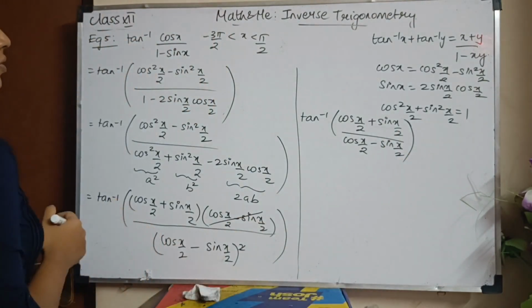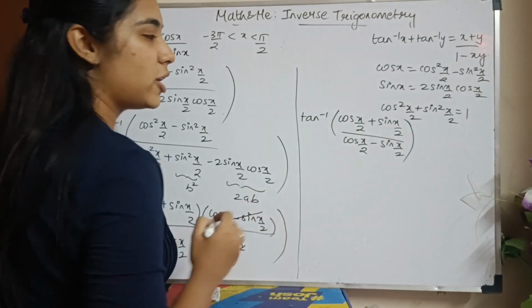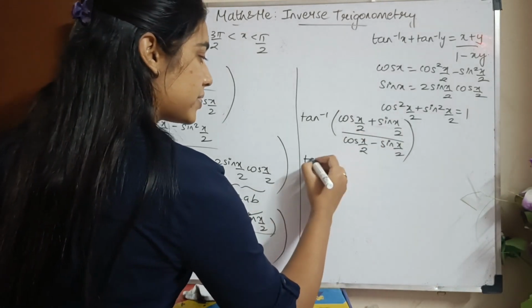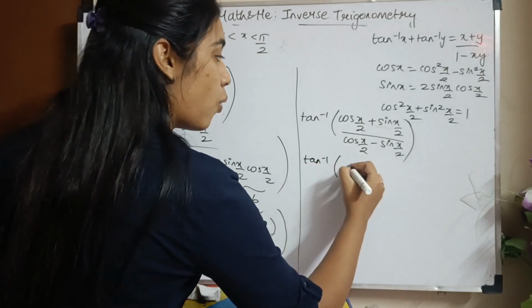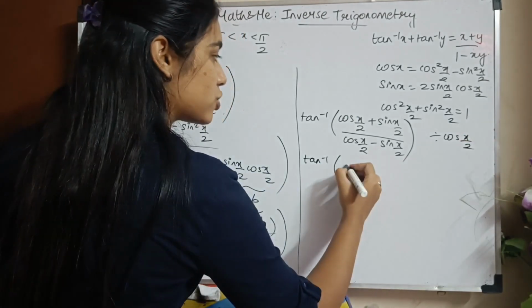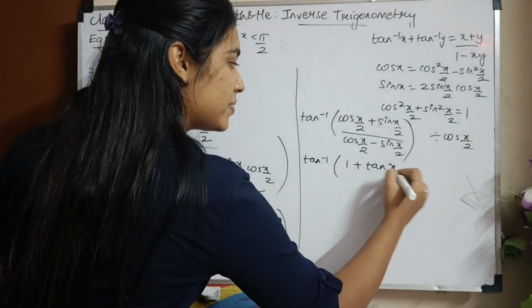What do I need to prove? I have to write this in the simplest form. So what can we do about this? I can further divide by cos x by 2 in the numerator and the denominator. So what will I get? Tan inverse of, dividing the whole equation by cos x by 2, I'll have 1 plus sin x by 2 by cos x by 2, which is going to be tan x by 2.